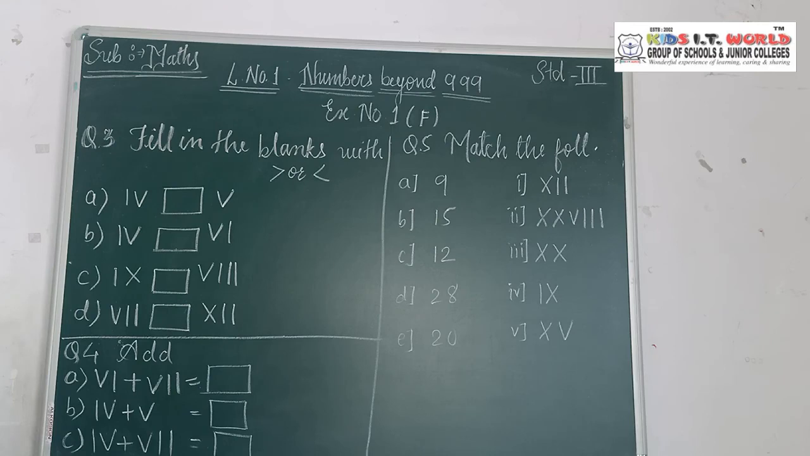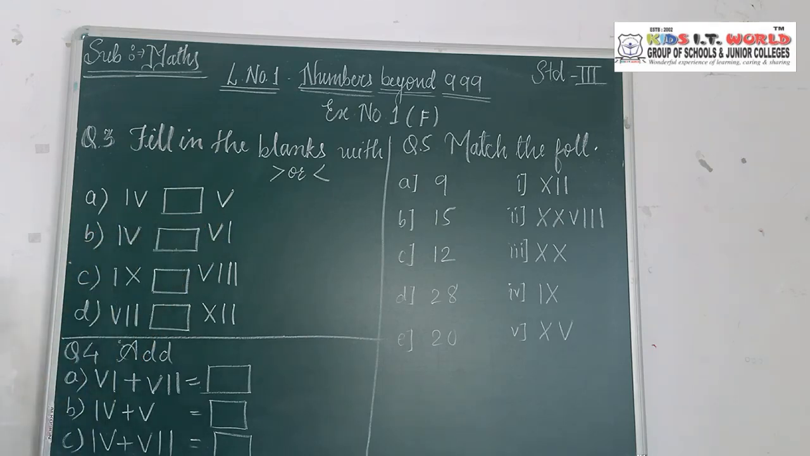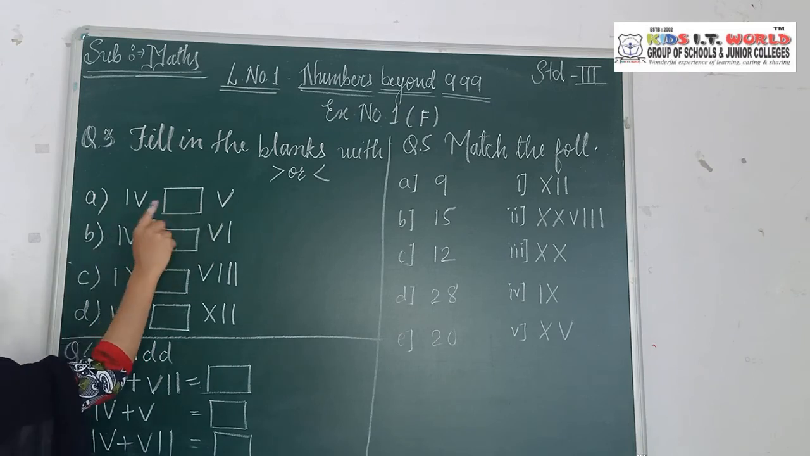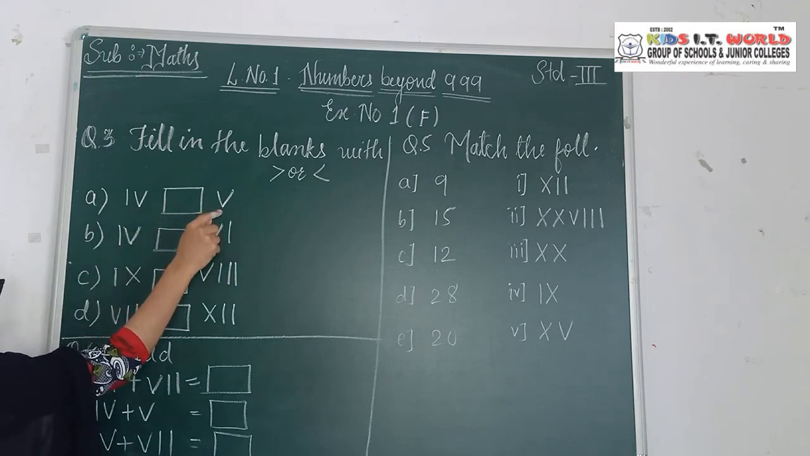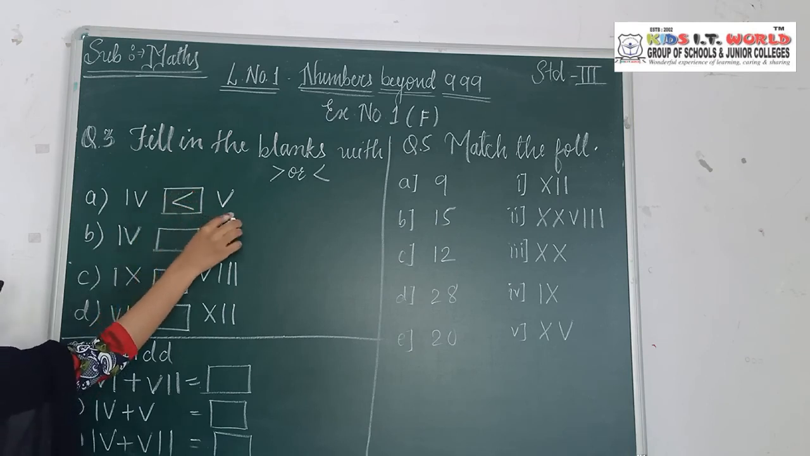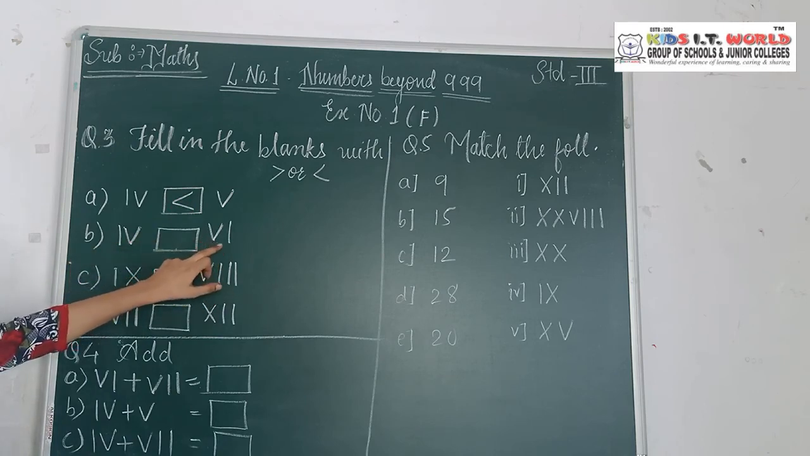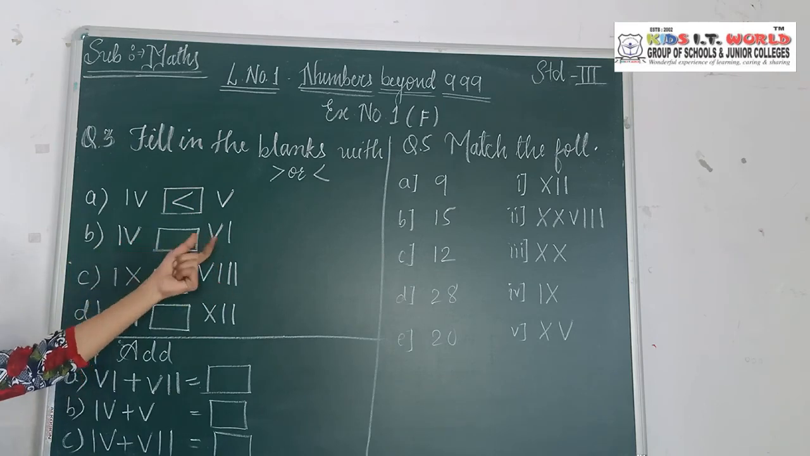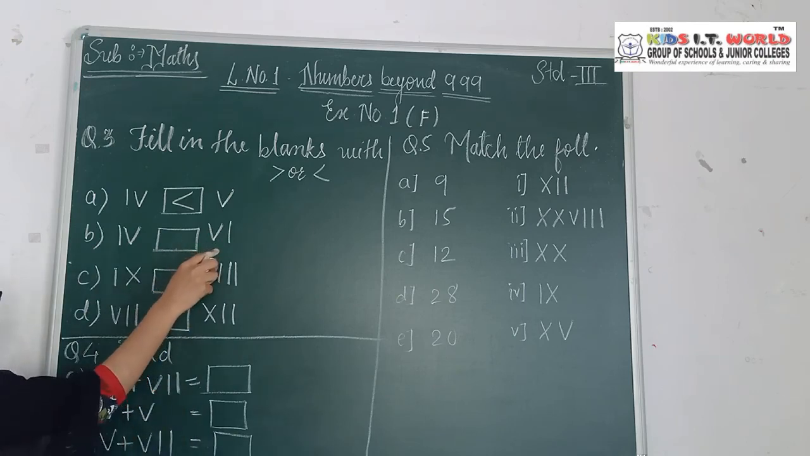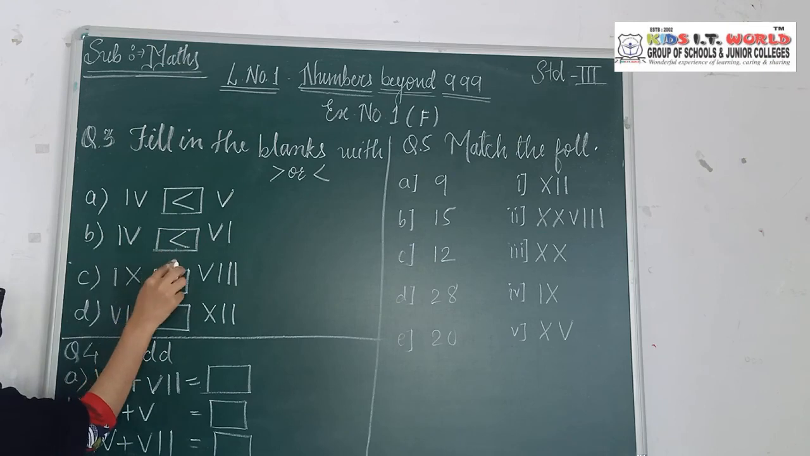Okay. So here the first number is 4 and this is 5. Which number is greater here? 4 or 5? The greater number is 5. So the face of the symbol will be towards the 5. It is 4 and this is 6. Which number is greatest here? 4 or 6? Obviously the greatest number is 6. So how will you read? 4 is less than 6.